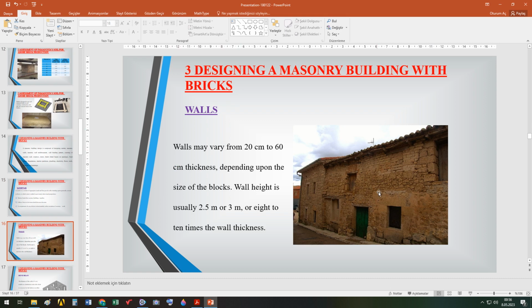Walls of masonry, adobe construction. You see here a very old adobe house. Generally, the walls may vary from 20 centimeters to 60 centimeters in thickness, depending upon the size of the blocks. Wall height is usually 2.5 meters or 3 meters, or 8 to 10 times the wall thickness.